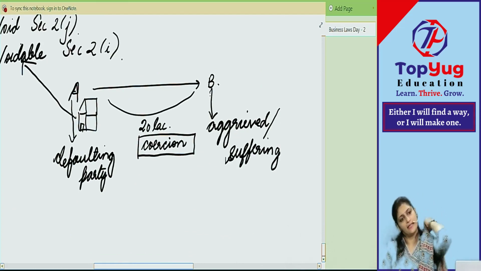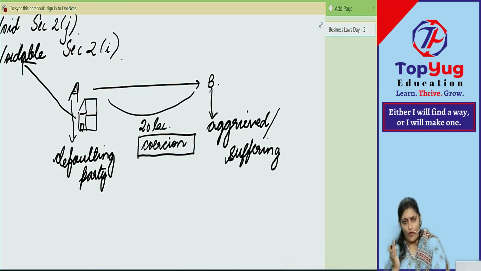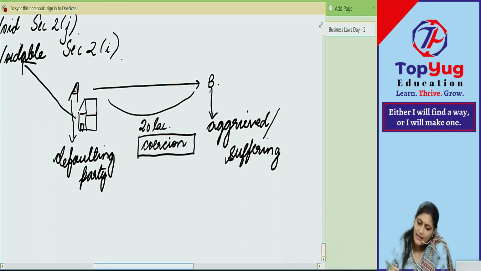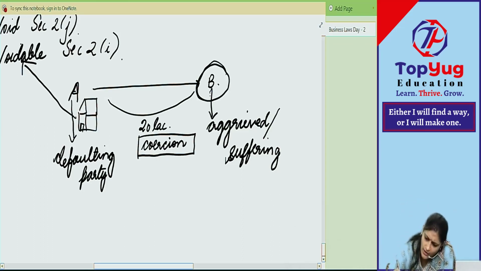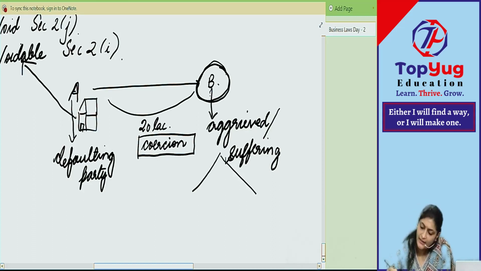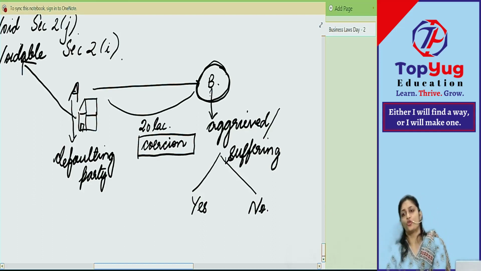The aggrieved party, or suffering party. Now, as per the definition of a voidable contract, a contract which is enforceable at the option of one or more parties but not at the option of the other or others. Here the law is saying that B, because you are the suffering party, we are giving you two options. Either you can say yes to the contract or you can say no to the contract.